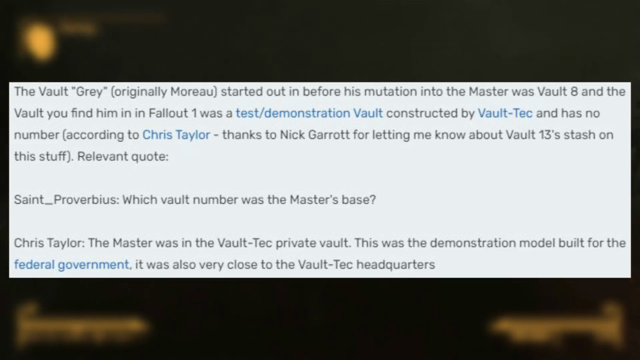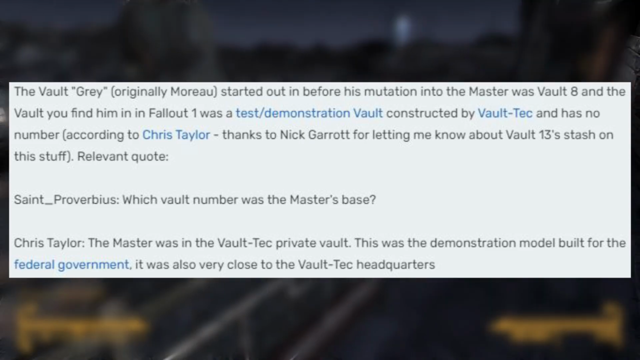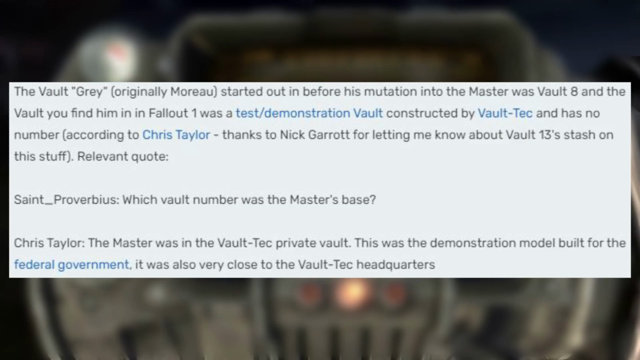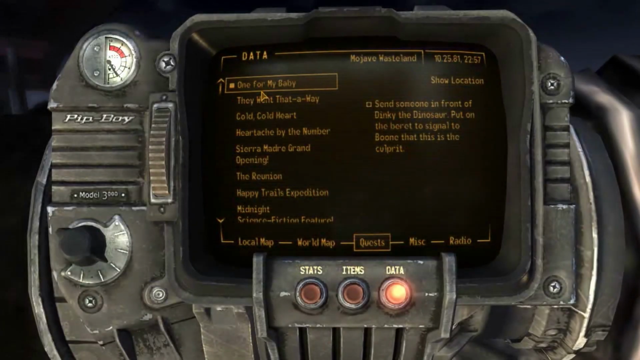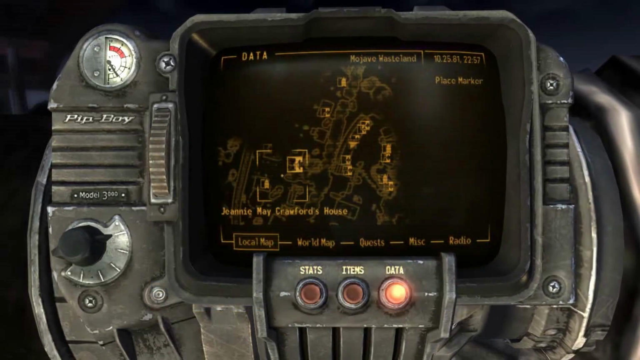Here's a relevant quote. "Which vault number was the Master's base? The Master was in the Vault-Tec private vault. This was the demonstration model built for the federal government. It was also very close to the Vault-Tec headquarters." The quote is an answer from Chris Taylor, who was a designer of Fallout and Fallout Tactics, and is therefore used as an authoritative source.